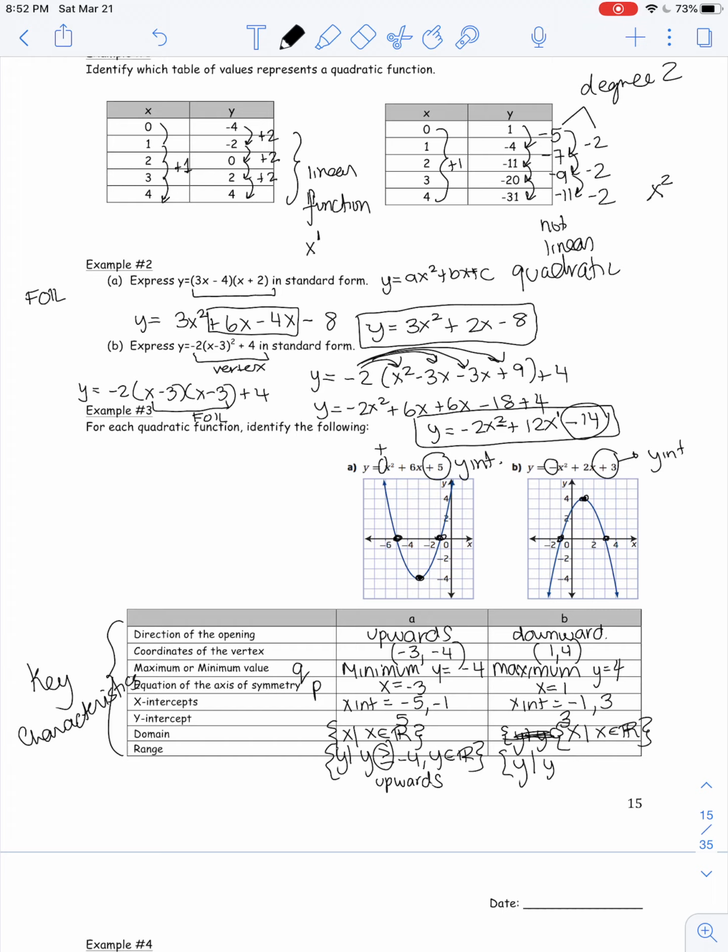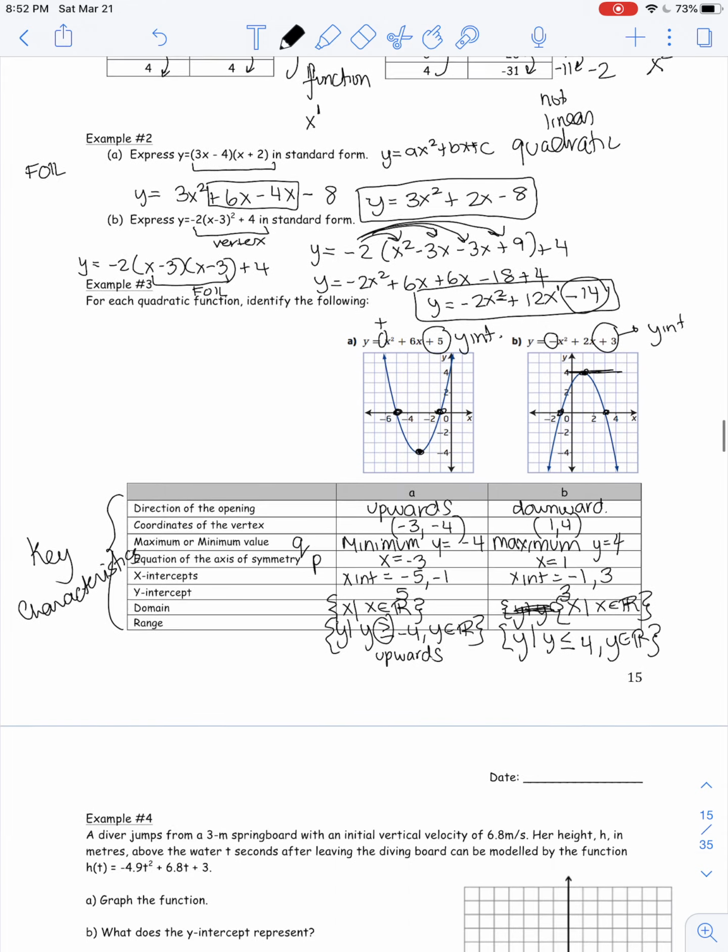In B, we should say that since it's a downward facing parabola, it should be y is less than or equal to. What we're saying is that the graph is below this value, so y is less than or equal to 4, y element of R. Okay, so that's how we look at the graph and find out the key characteristics.